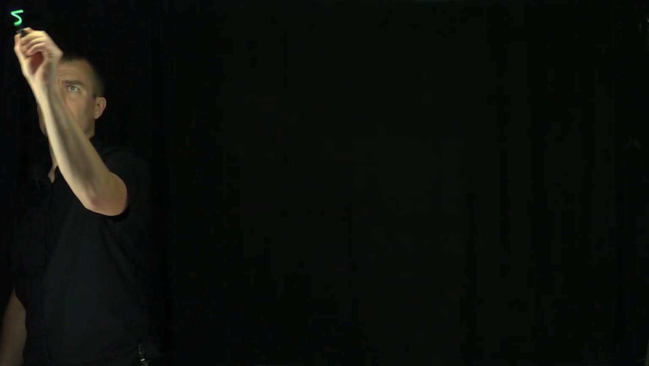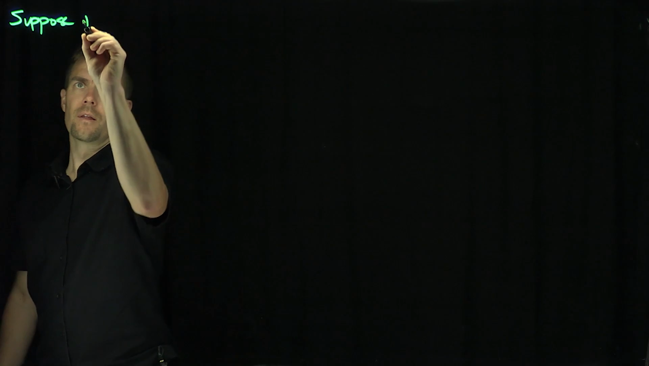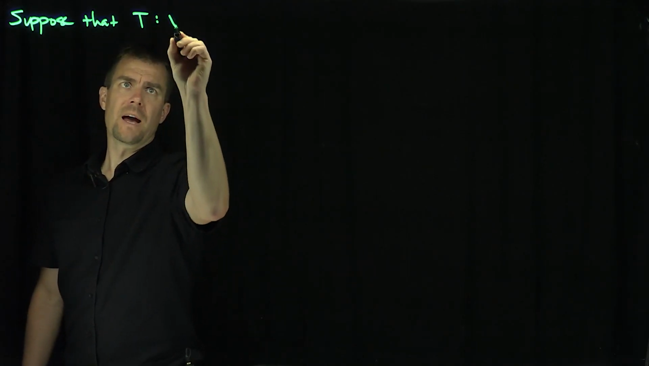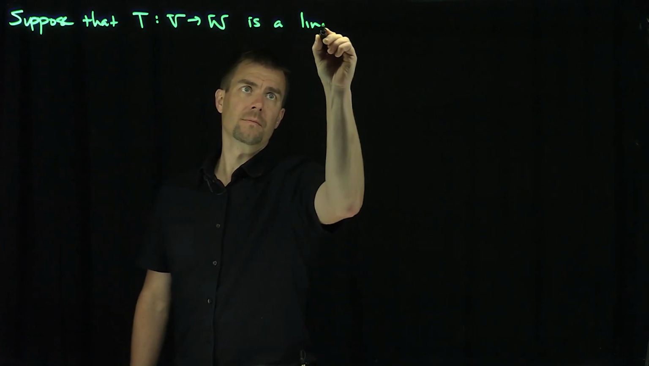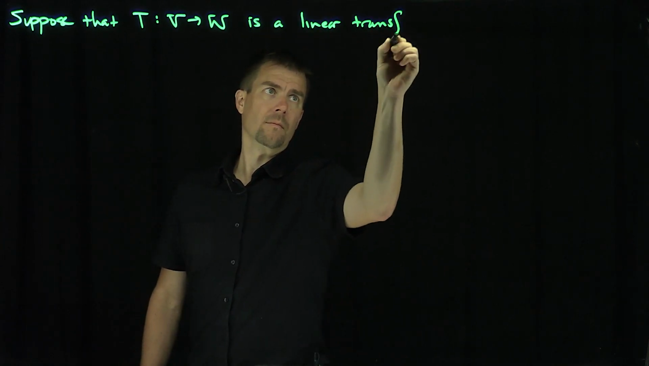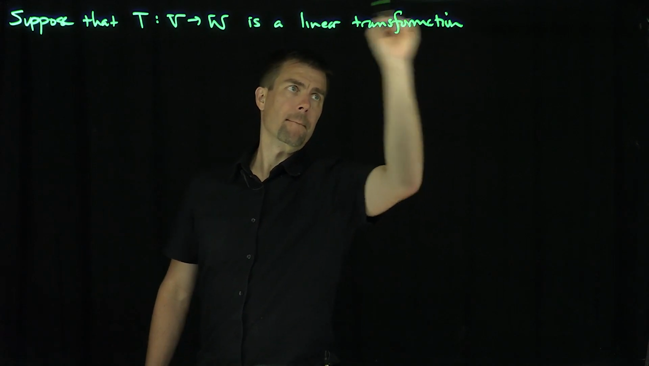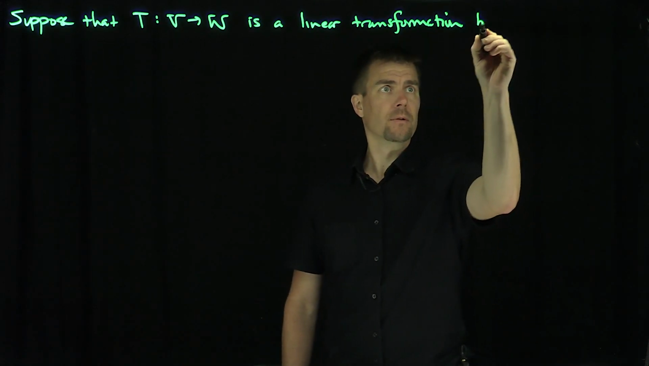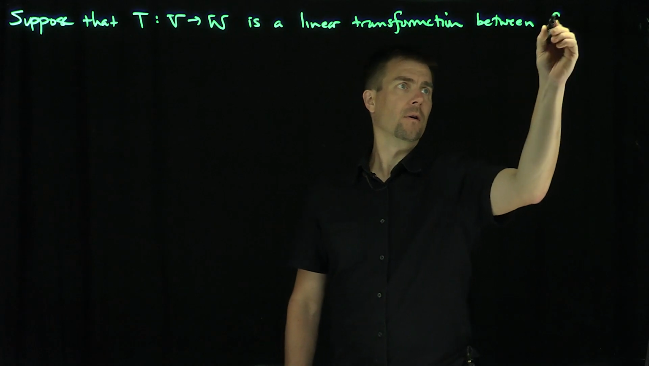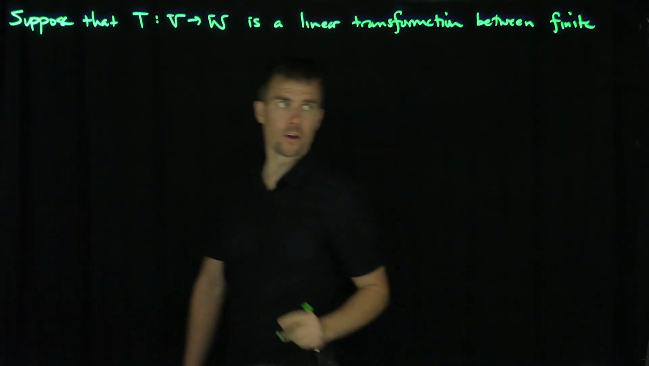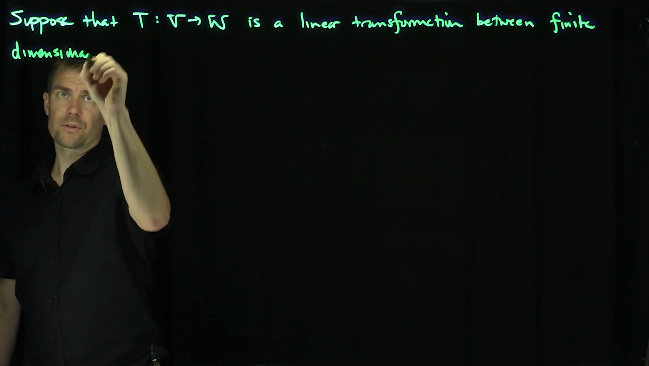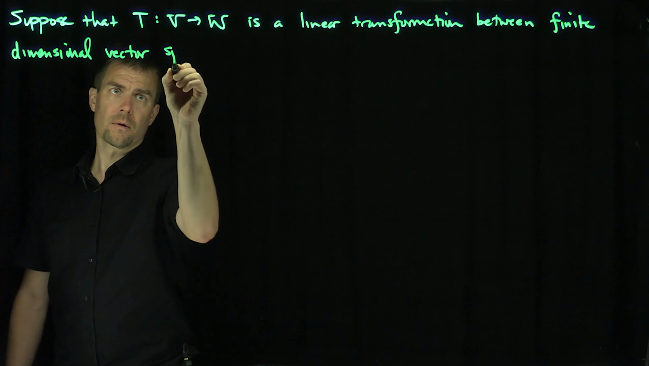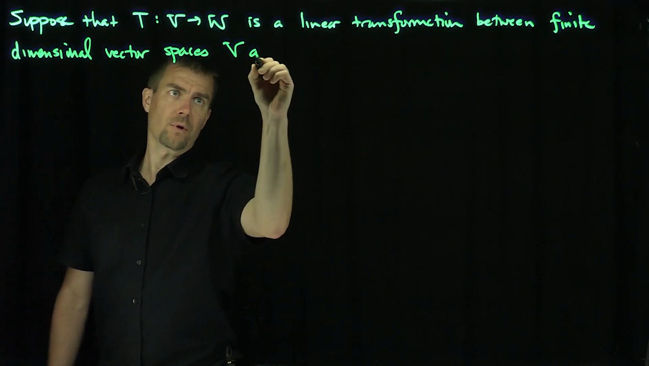Hello students, in this video we'll prove the rank nullity theorem. Let's suppose that T mapping V into W is a linear transformation between two finite dimensional vector spaces, V and W. Finite dimensional, of course. Otherwise, we need something called the Fredholm alternative.